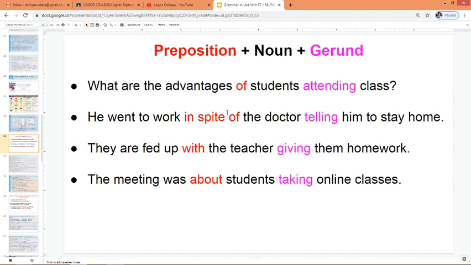So in spite of, I don't know if you know what it means. In spite of is you do things that if someone tells you not to do it and you still do it. All right? Or maybe if someone tells you to do it and then you don't do it. In spite of, it's kind of like you do the opposite of what people tell you to do. Right? They're fed up with the teacher giving them homework. Right? Again, noun in between the preposition and the gerund. The meeting was about students taking online classes.